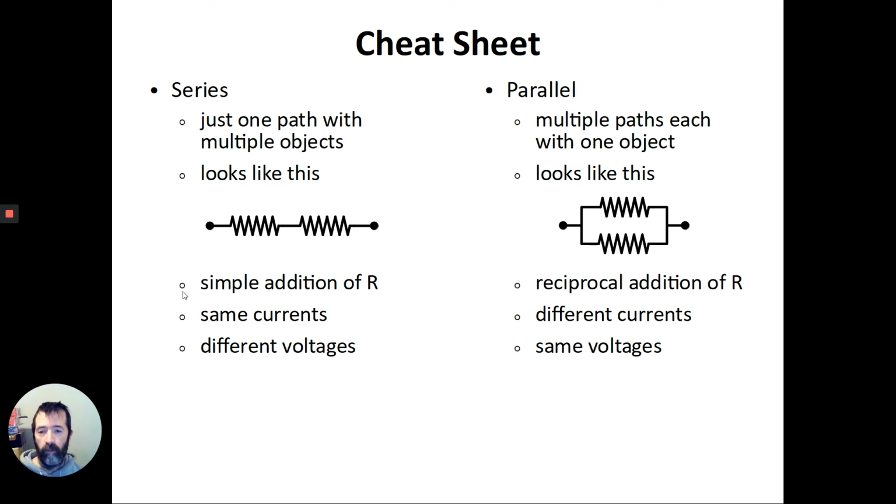If things are in series, if resistors are in series, you can just simply add their R values together to get the total. If resistors are in parallel, you have to do this weird reciprocal thing instead. Objects in series will have the same current, but typically different voltages. Objects in parallel will typically have different currents, but will have the same voltages.